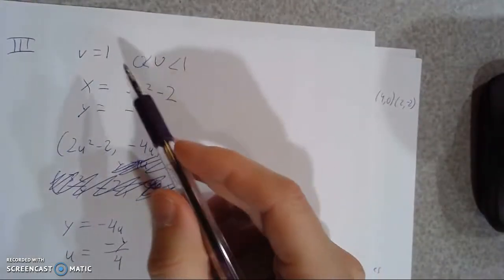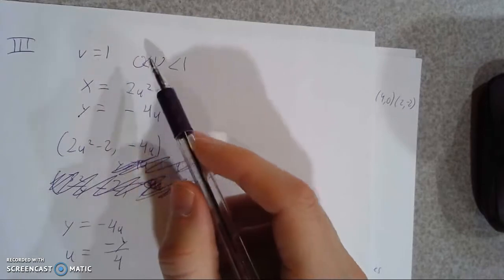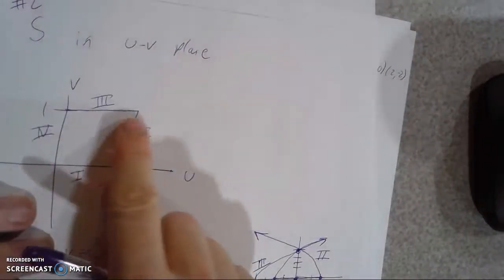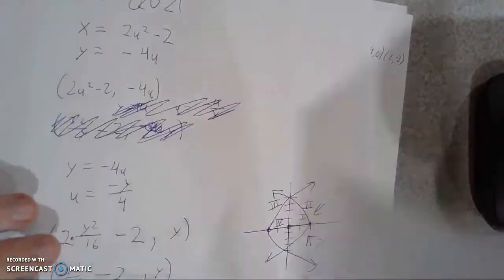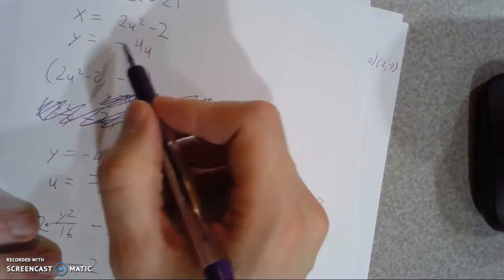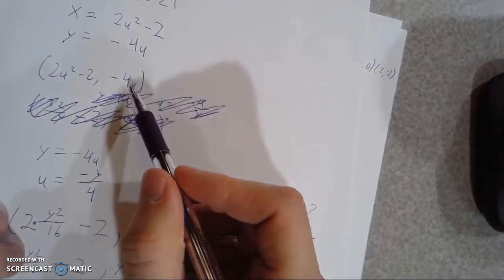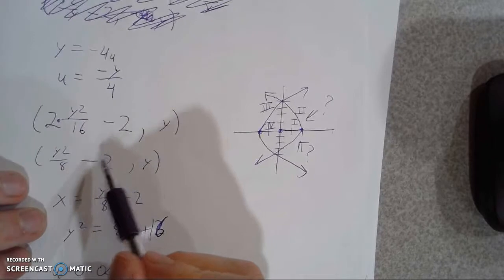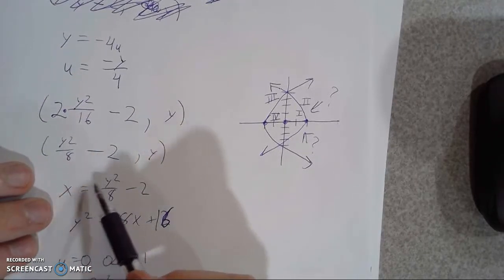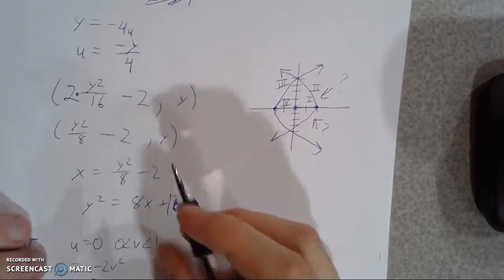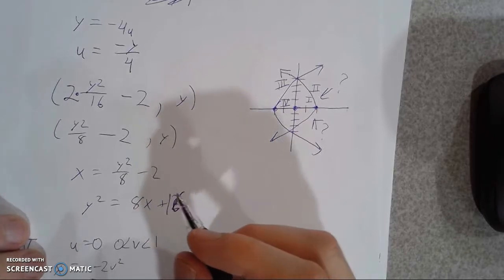For boundary 3, we had v was 1 all the time, and u is running 0 to 1. So you can see that here, v is always 1, u is running from 0 to 1. So that one's going to work similarly to the last one. X is 2u squared minus 2, y is minus 4u. We do the same thing where we're going to solve for u and plug in. And what we end up here is in a very similar situation. We can set x to be y squared over 8 minus 2, so y squared is 8x plus 16. So we have another horizontal parabola.